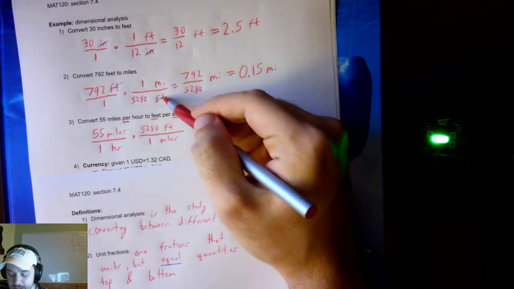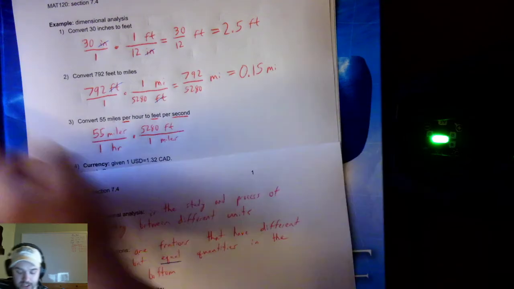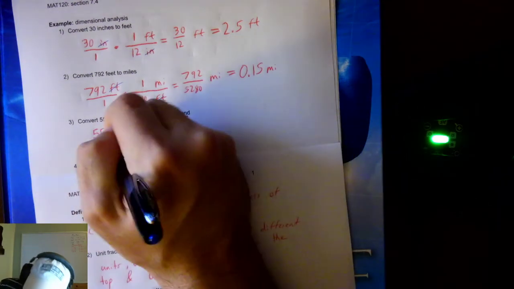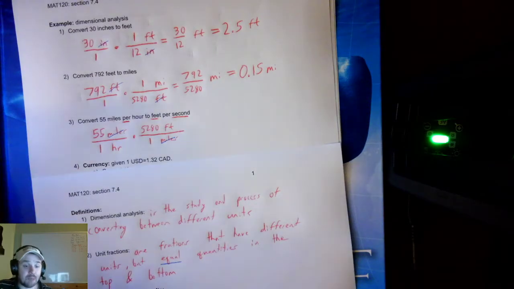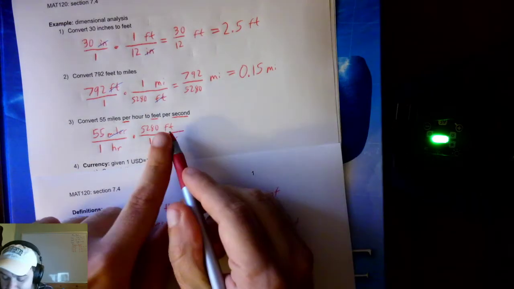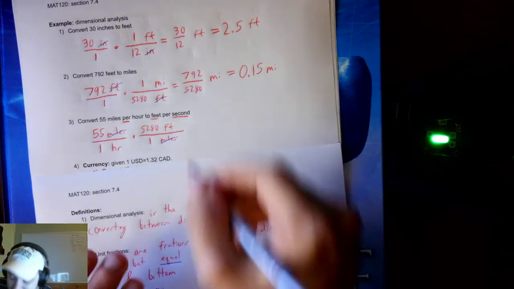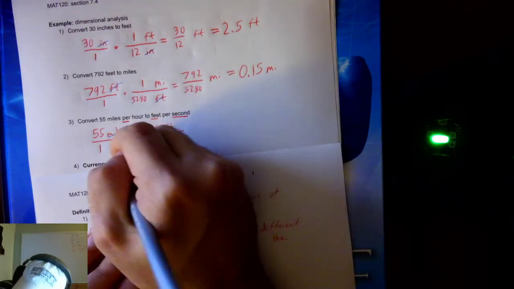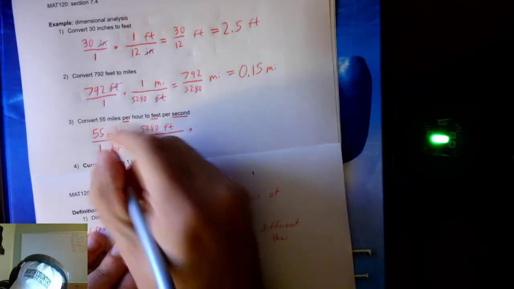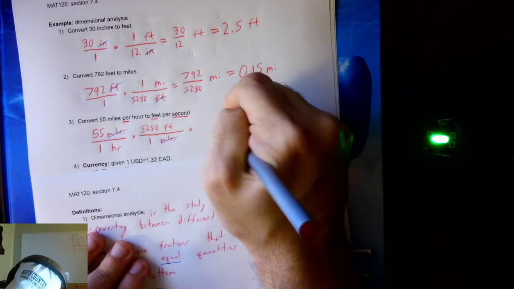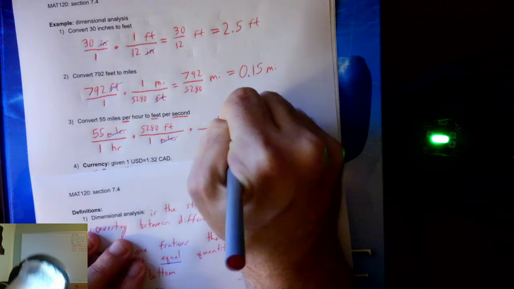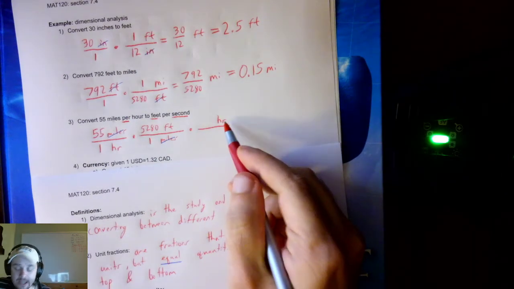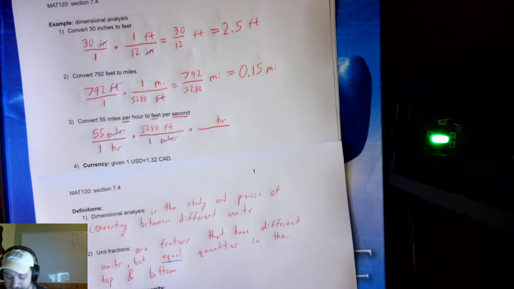Notice it's flipped from the last one because you always need to make sure you're putting the unit you're trying to cancel in the bottom. But I now have feet in the top, right? But I'm trying to get seconds in the bottom. So I need to get rid of this hours. The hours is in the bottom originally. So I'm going to put hours in the top because I want to cancel the hours in the bottom.